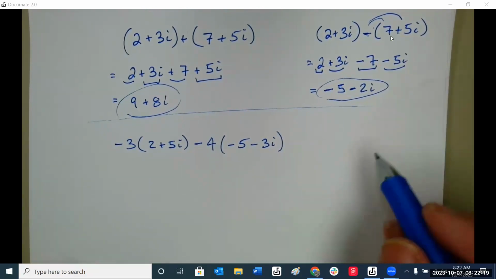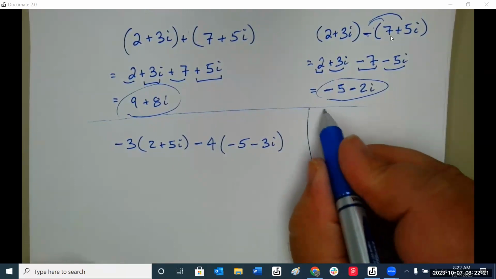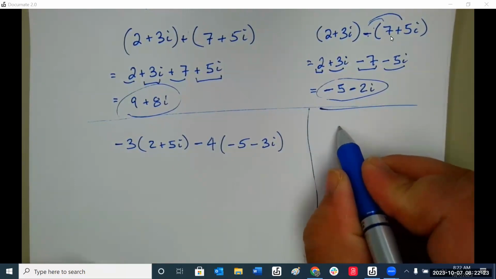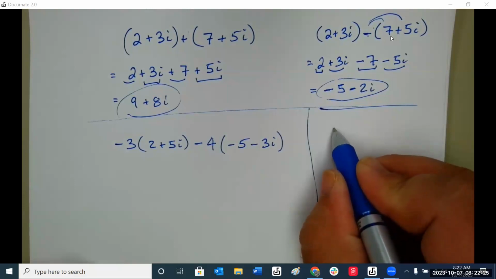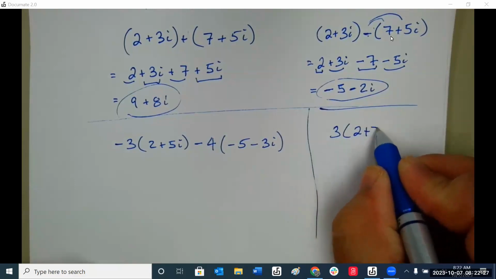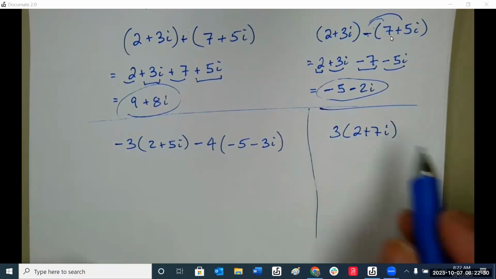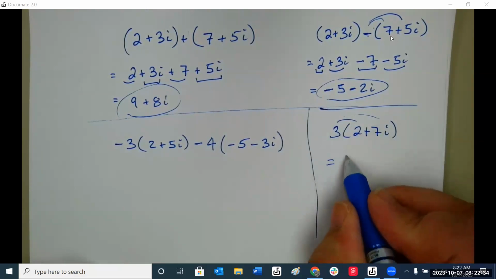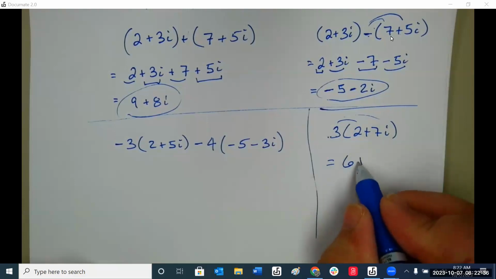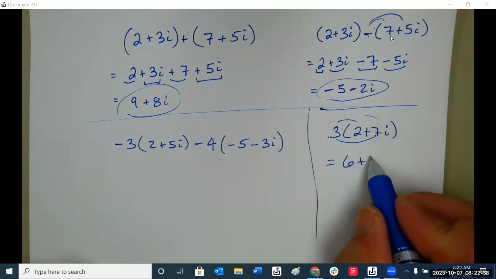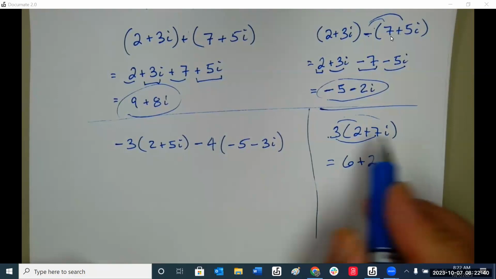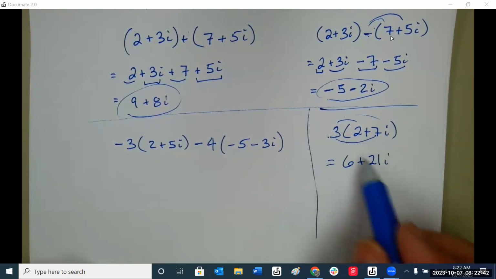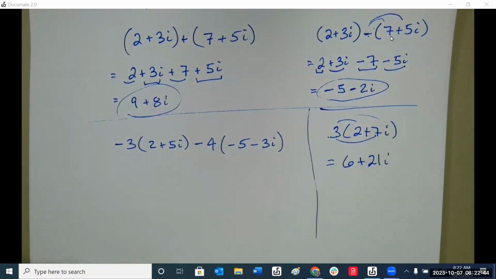We can also have coefficients of imaginary numbers. All it is, multiply, distribute through there. So 3 times 2 is 6. Positive times positive is positive. 3 times 7 is 21i. So we can have coefficients and just distribute it to there.